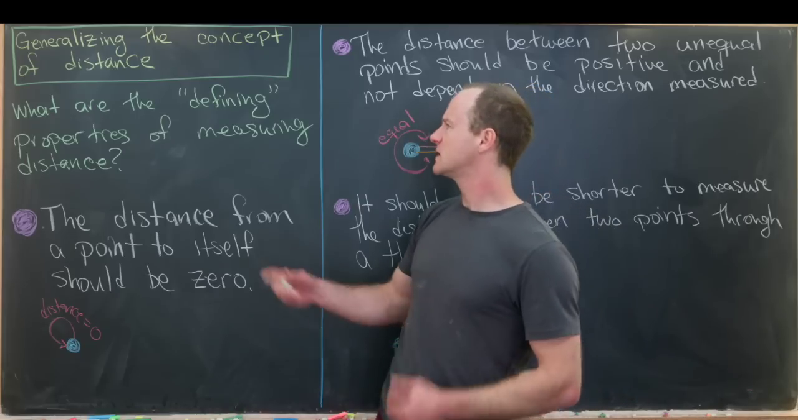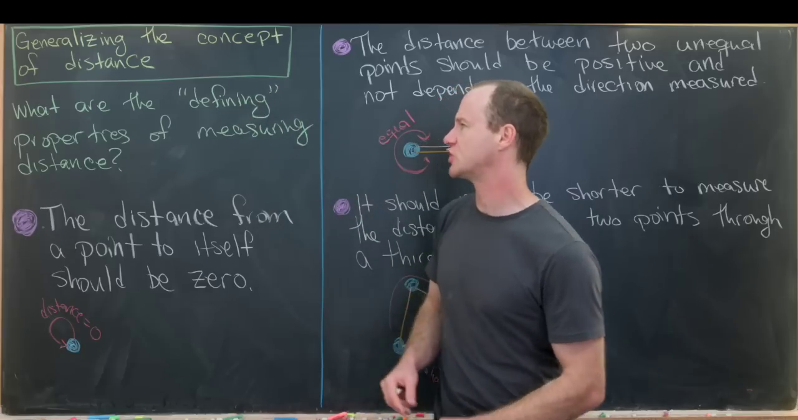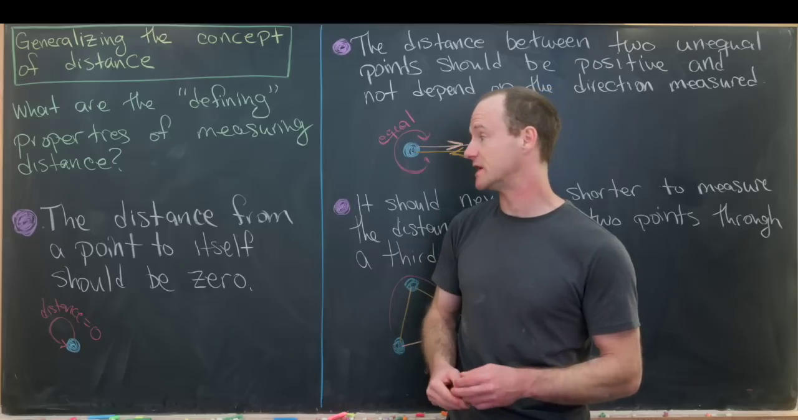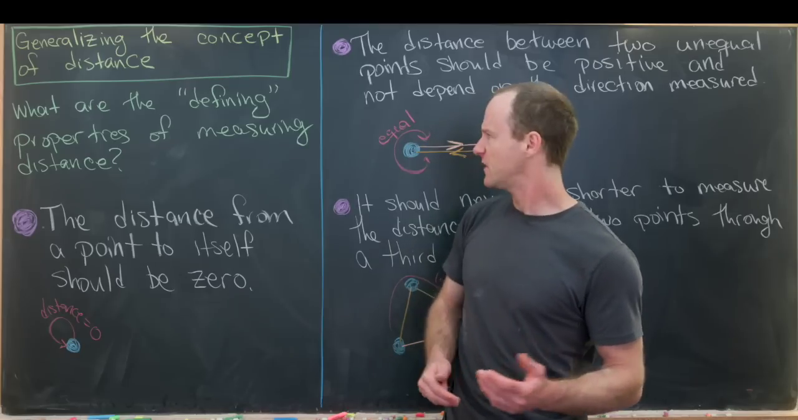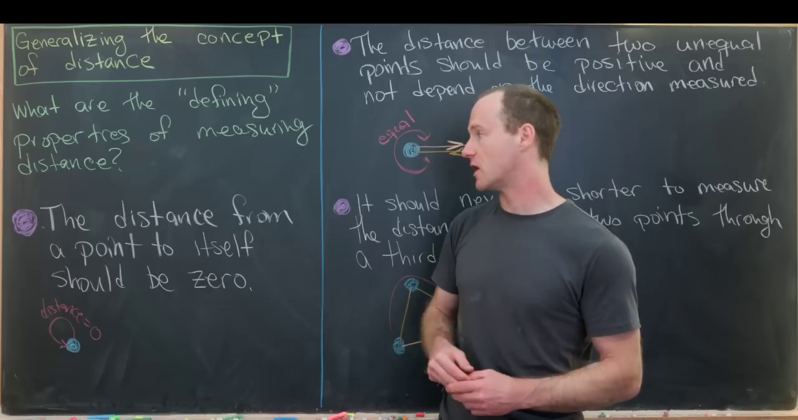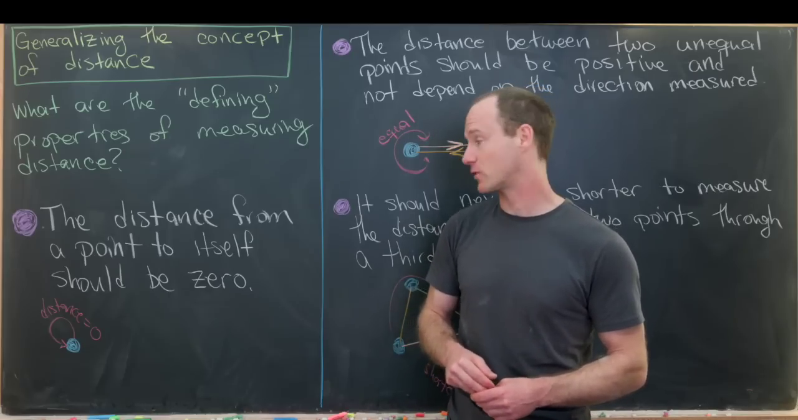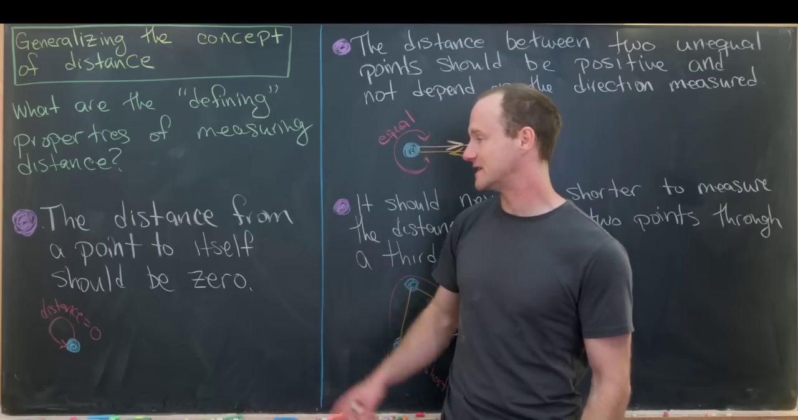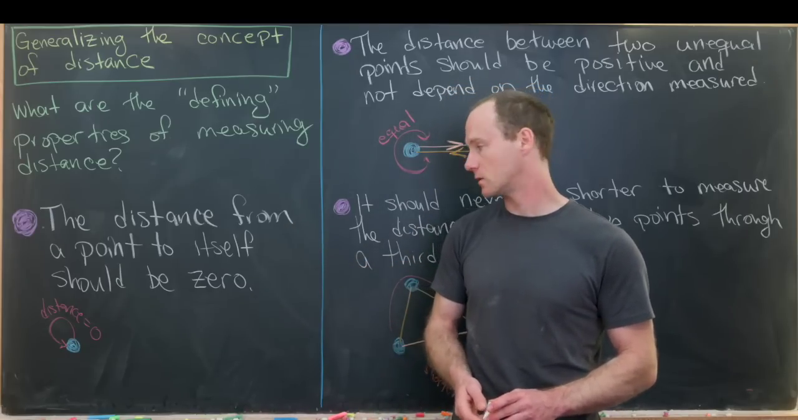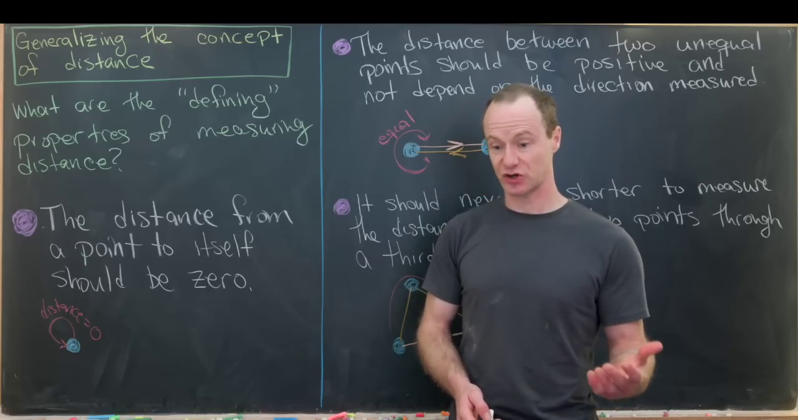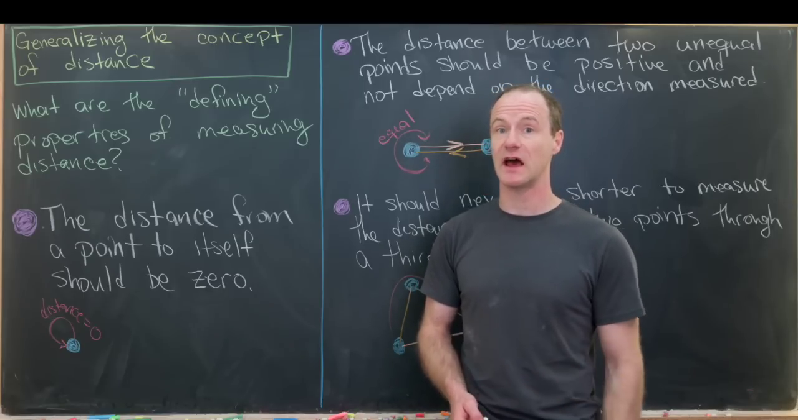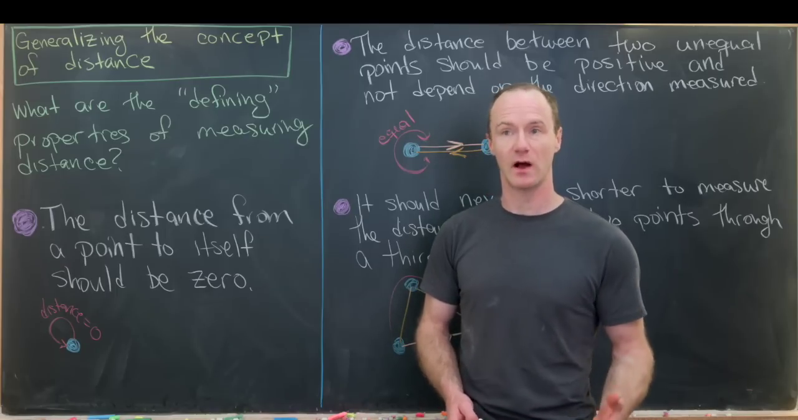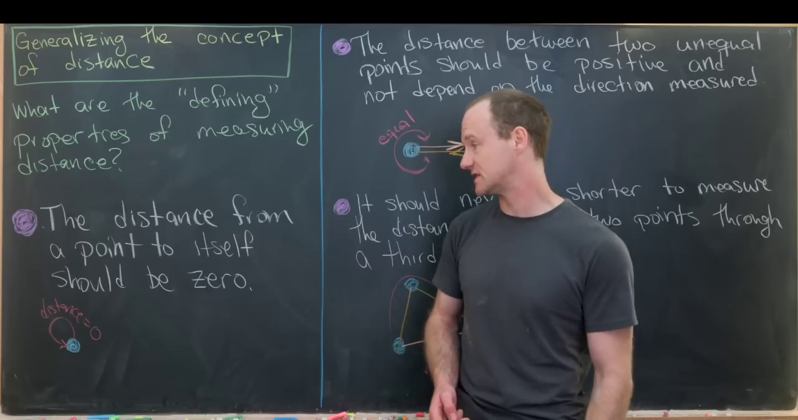Okay, so let's maybe first ask this question: what are the defining properties of measuring the distance between 2 points? And I think maybe we could hopefully all agree on the following 3 defining properties. So the first is that the distance from a point to itself should be 0. So let's say if you want to start where you're sitting or standing right now, and you want to end where you're sitting or standing right now, well, you will have to travel 0 distance to get there.